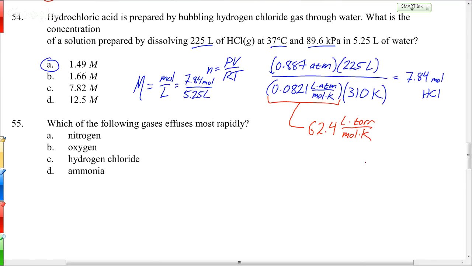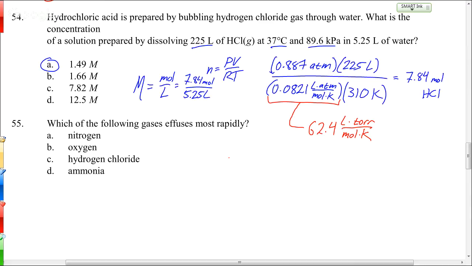All right, and then we talk about effusion. We talked about that a little bit in class just briefly yesterday. What is it again? What does effusion refer to? How quickly a gas goes through a small hole. Yeah, how quickly a gas would escape through a small hole.